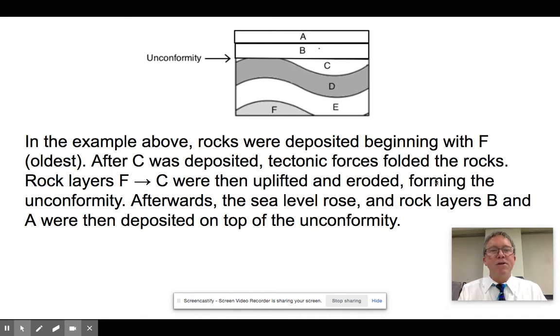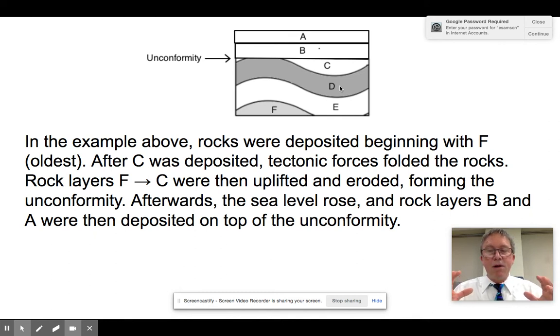So let's just look at how I interpret this. Okay, so in this one above, here's what I've got. Rocks F, E, D, and C got deposited. Then tectonic forces caused them to be folded. So the folding event happened after C got deposited. Then the whole rock layers got lifted up above sea level, or sea level dropped, and then we eroded the surface of them, forming the unconformity. Then sea level rose again, and then B got deposited on top of that, and then A got deposited on top of that. All that information just by looking at these rocks.